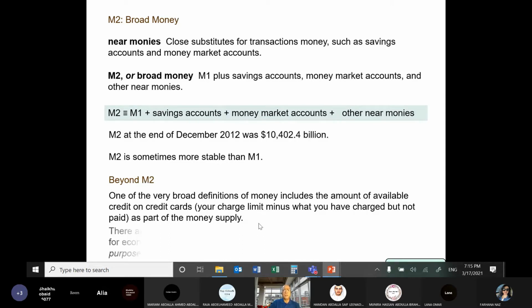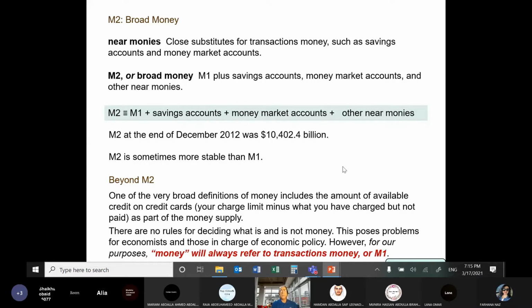Beyond M2, one of the very broad definitions of money includes the amount of available credit on credit cards, your charge limit minus what you have charged but not paid, as part of the money supply. So we can add more items such as my credit cards. My credit card, with the arrangement with a commercial bank, allows me to spend immediately an extra 50,000 dirhams, but this will be considered as getting a loan. But it's easy to use this kind of money.